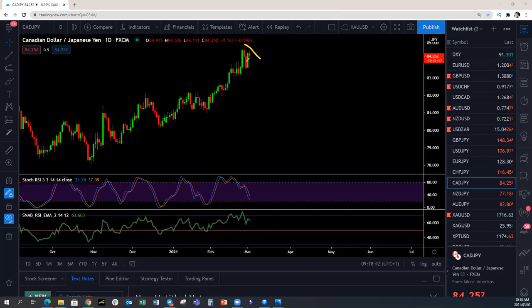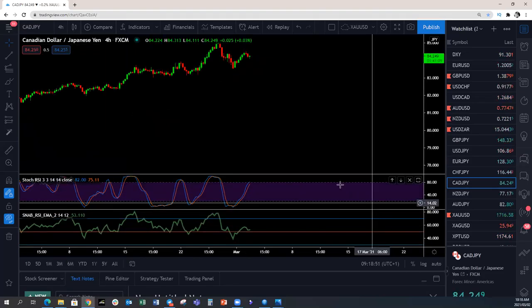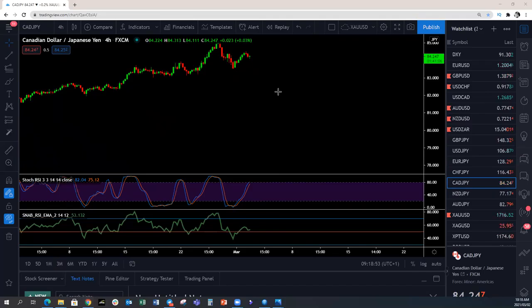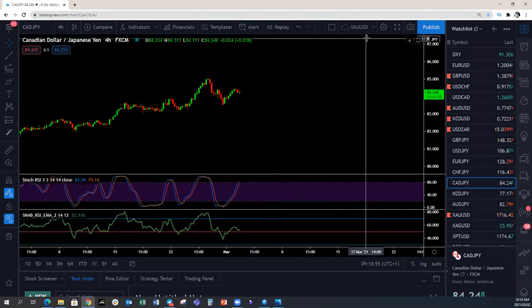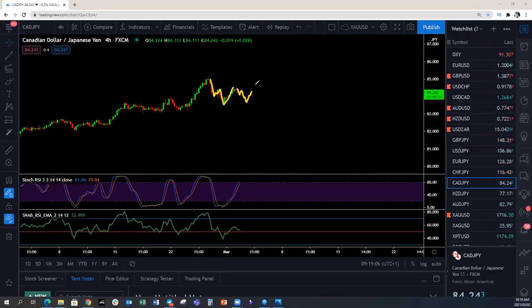CAD Yen, no changes. This corrective structure must be decent for you to take it to the upside. It has to give you, let's look at this on the 4-hour. So as it is now, does not look ready. We've got a three-wave pullback here. It's doing this, we can get this one to go. We can get this one, 1, 2, 3. This one can come down here, up to 3, and then upside. So we can get a structure like that.